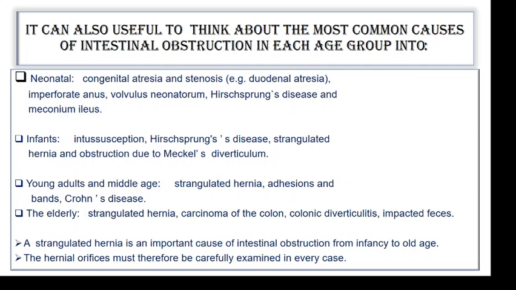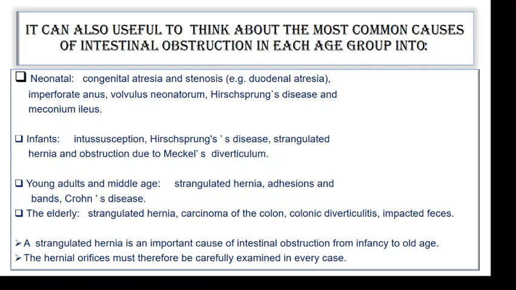In young adults and middle age, strangulated hernia, adhesions, and Crohn's disease are the most common causes, while in the elderly, strangulated hernia, carcinoma of the colon, colonic diverticulitis, and impacted fecal material can be the causes. Strangulated hernia is an important cause of intestinal obstruction from infancy to old age. So we have to consider strangulated hernia in all age groups, regardless of the age.